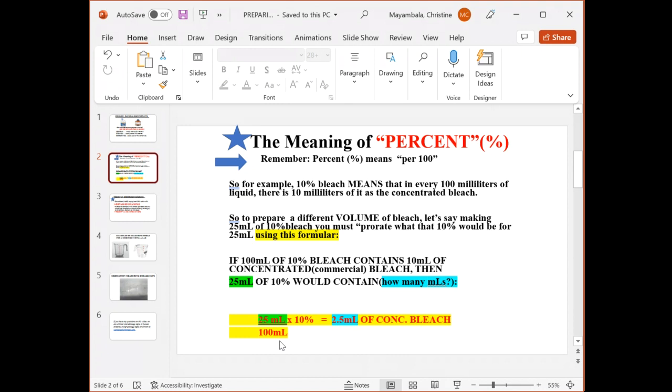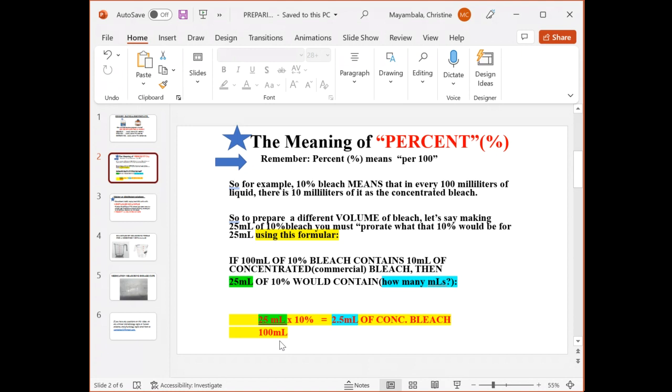So it means for 25 milliliters, instead of adding 10 mLs of concentrated bleach, now you're just going to add only 2.5 milliliters of concentrated bleach, and you dilute that to 25. In other words, you're going to mix 2.5 milliliters of bleach plus 22.5 milliliters of water. 22.5 plus 2.5 equals 25.